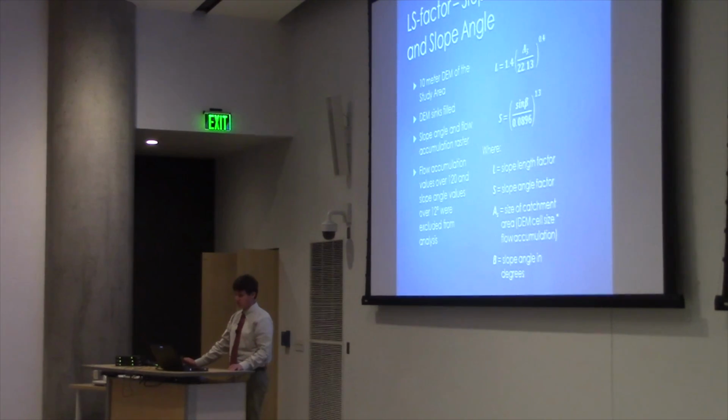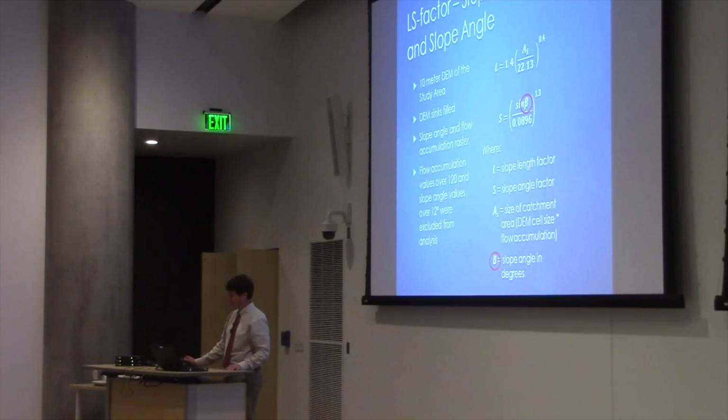As advised in previous literature, flow accumulation values over 120 and slope angle values over 12 degrees were excluded from analysis. Slope angle and flow accumulation, as well as the following 2 equations, were used to estimate L and S, where L is the slope length factor, which is calculated using A_S, the size of the upland catchment area, which is calculated by multiplying the DEM cell size by the flow accumulation value. And S is the slope angle factor, where beta is the slope angle in degrees. For both of these equations, a high slope angle value or a high flow accumulation value corresponds to a higher L or S value, and in turn, a higher potential for erosion.